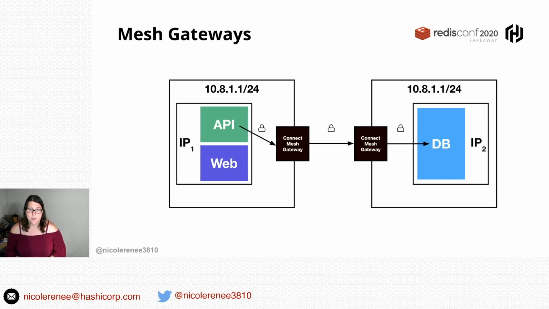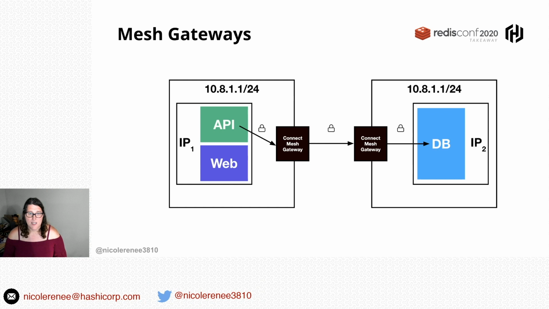But with mesh gateways, we're actually able to put these at the edge perimeters of our data centers, and all of the traffic between the data centers actually will flow through these mesh gateways. So the API server doesn't say, hey, I want to talk to 10.8.1.2. What it does is it says, hey, I want to talk to the database. It happens to be running over in this data center. Can you connect me through the mesh gateway?